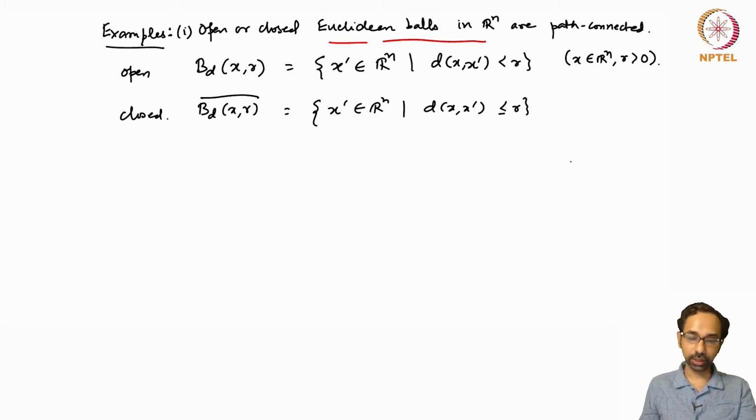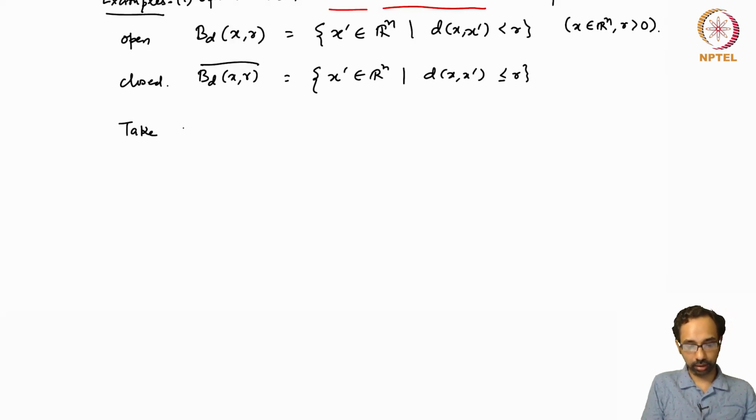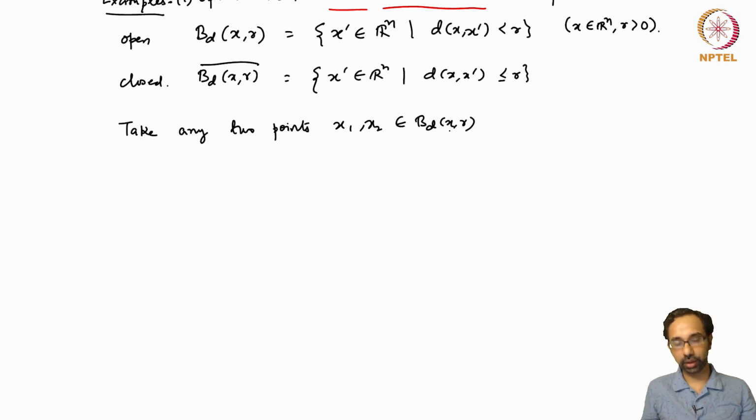Both these sets are path connected. So let us try to show this. Take any two points x1 and x2, say, in the open ball with center x and radius r, and now we have to define a path that starts, let's say, at x1 and ends at x2.